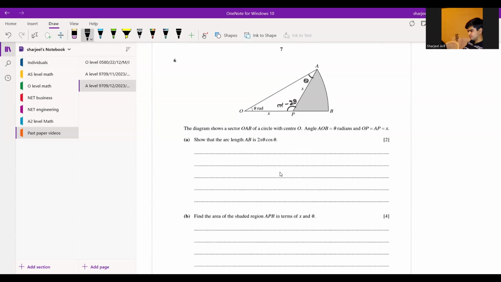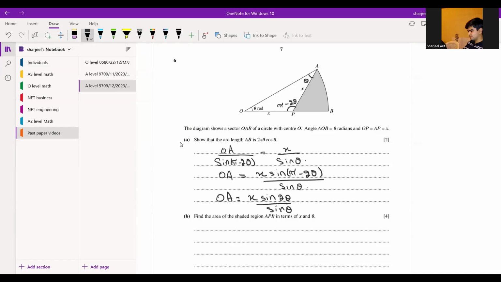So we will apply the sine rule to find the value of OA. OA divided by sine(pi minus 2 theta) is equal to x divided by sine theta. So we will get OA equals x sine(pi minus 2 theta) divided by sine theta. Sine(pi minus 2 theta) is equal to sine 2 theta, because sine x is equal to sine(180 minus x), because sine repeats its value within an interval of 180 degrees.